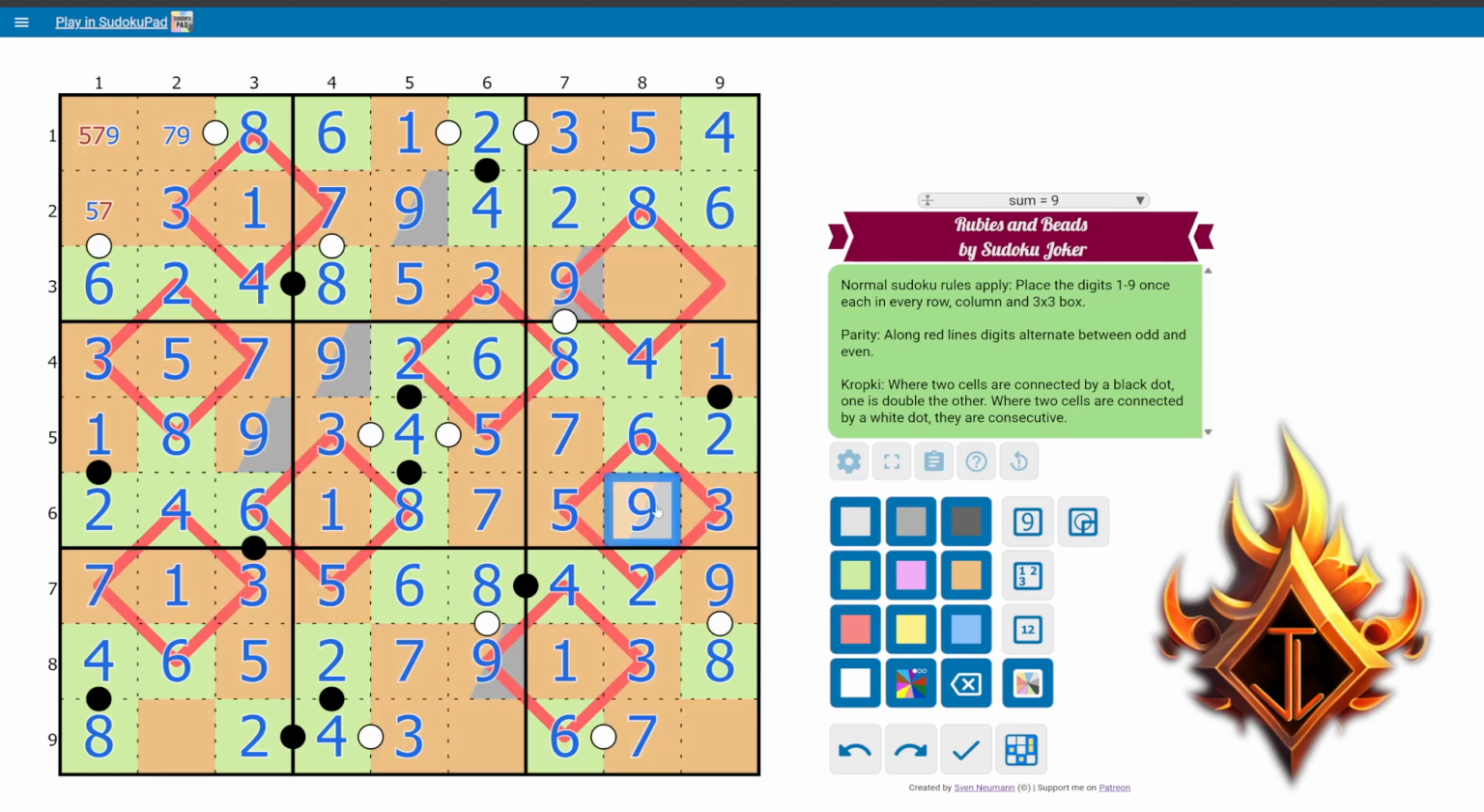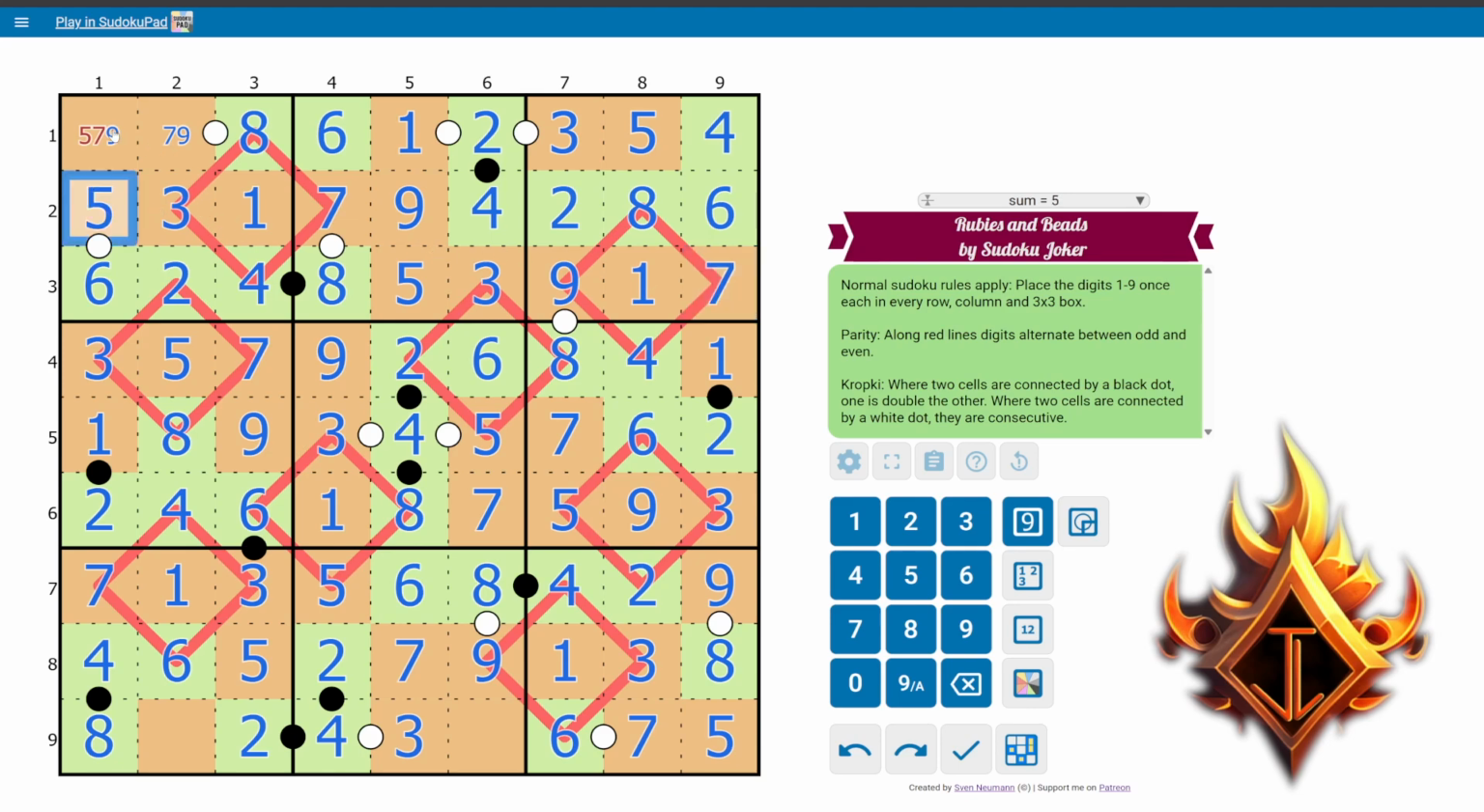Now we just do Sudoku, I think. This will be 1, that will be 7. This becomes 5, 9, 7. And this is 1. And I think that is the last cell.